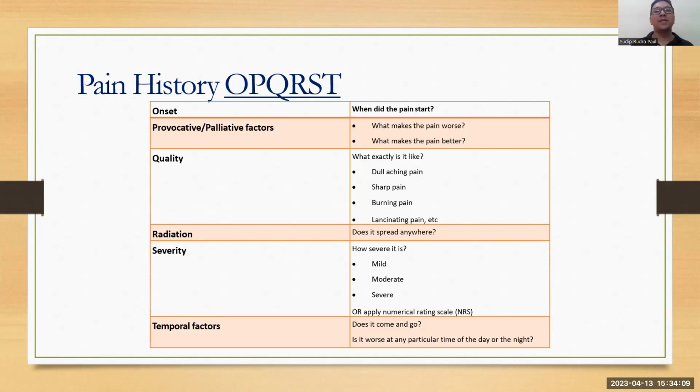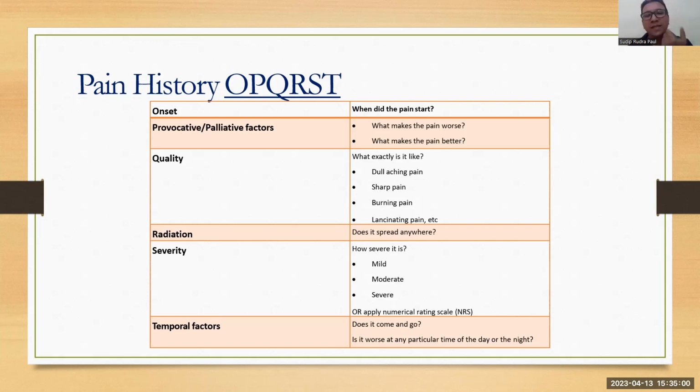Next, Q is quality. What kind of pain is the patient having? Is it dull aching, sharp pain, burning pain, tingling? It will give you the data on whether the patient has nociceptive or neuropathic pain, or a combination of nociceptive and neuropathic. Next is radiation. Whether the pain goes from one place to another or not. If it does, that means there is a neuropathic component. So along with the nociceptive pain, the patient needs to be treated with medications which are basically used for neuropathic pain.